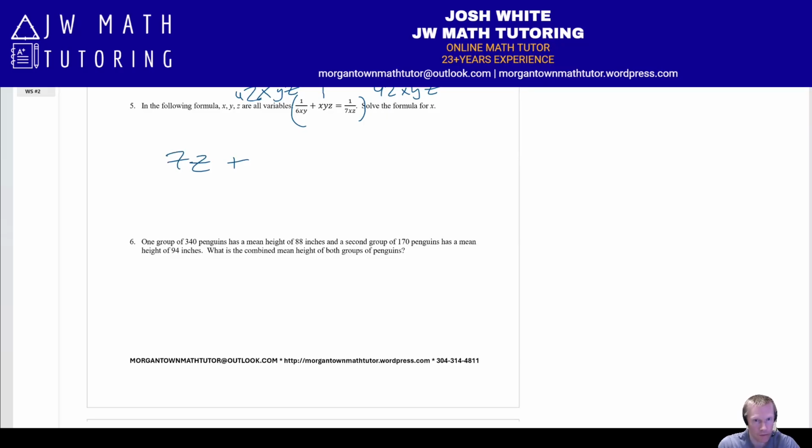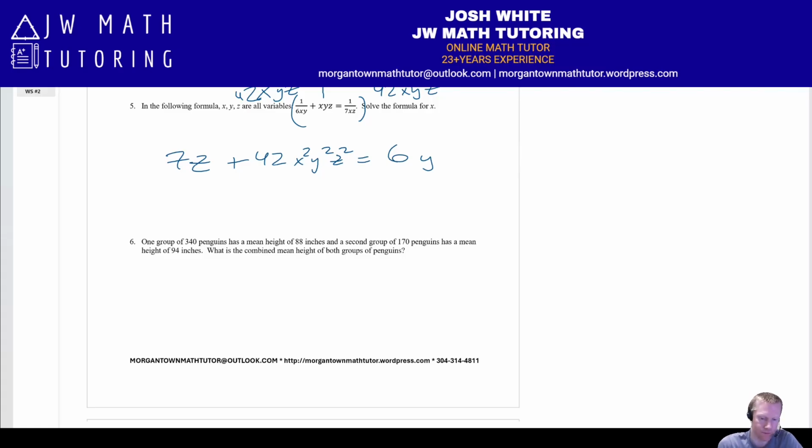Then multiplying by this middle term, nothing's going to cancel. It's just going to be 42 x squared, y squared, z squared. On the right, x and z are going to cancel. You're just going to have a y, and 7 will go into 42 6 times. All right, so we end up with this.